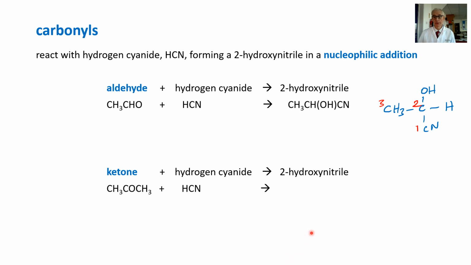Okay, so if I reveal, there is our structure. So what does that look like in displayed terms? Well, CH3, COH, CN, CH3. Again, it is a 2-hydroxynitrile, carbon number 1, carbon number 2, carbon number 3. So it would be 2-methyl, 2-hydroxypropane nitrile. However, it is a 2-hydroxynitrile because the hydroxyl group is on the second carbon.